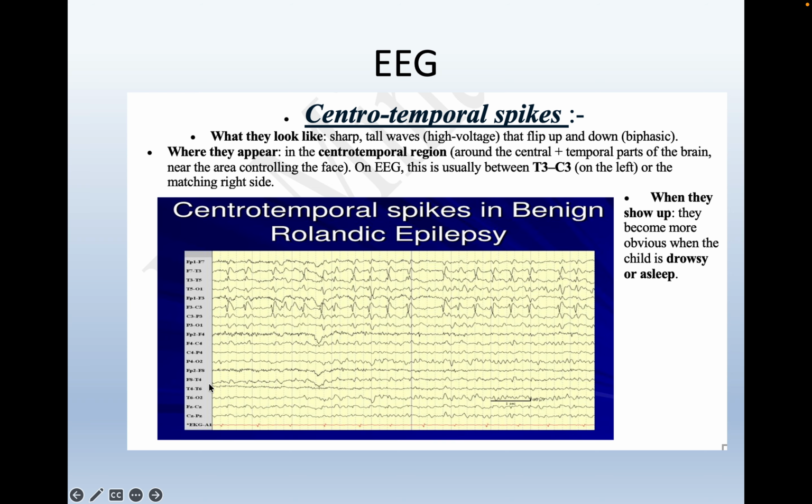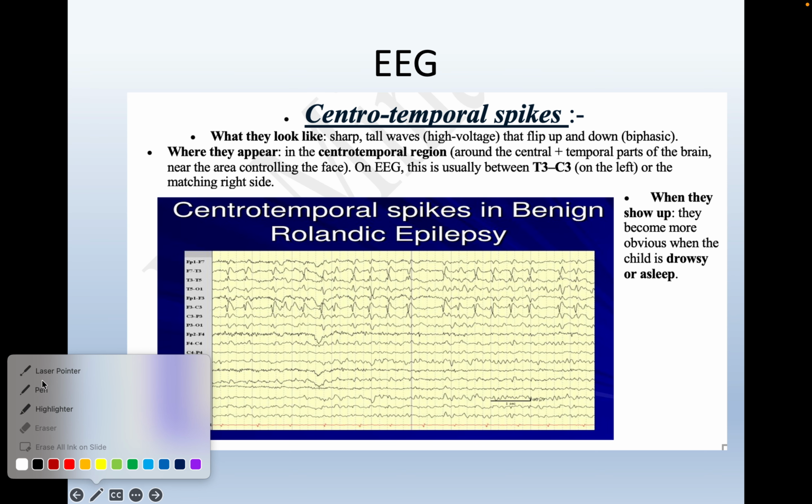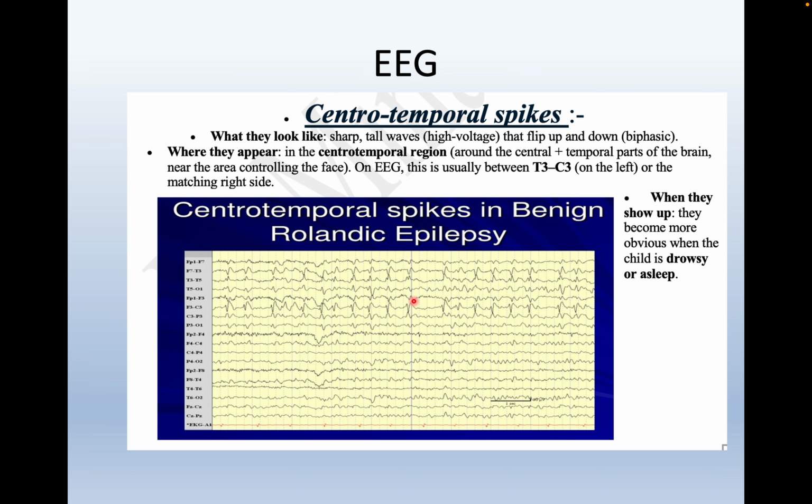I hope I can show you. It is biphasic. I can use the laser pointer. Here it goes down, then up, down, up, down, up. It starts here in the central temporal region, from T3 to C3. You can localize this one, with the biphasic wave going up, down, up, down in a specific area.